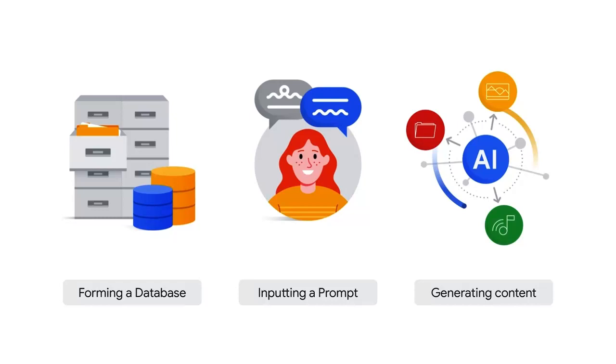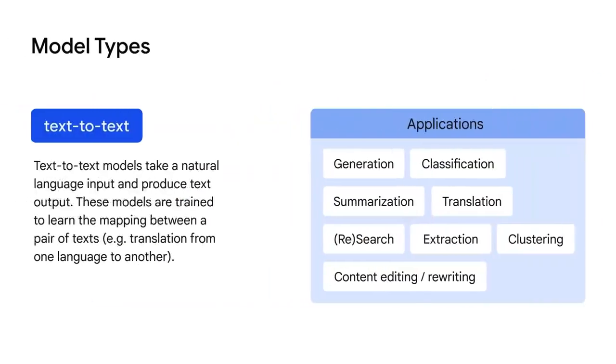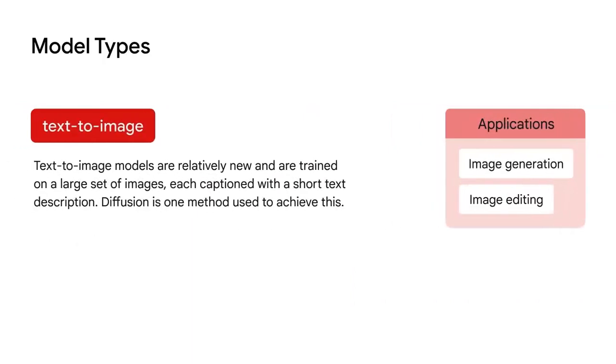So, let's talk a little bit about the model types available to us when text is our input, and how they can be helpful in solving problems, like never being able to understand my friends when they talk about soccer. The first is text-to-text. Text-to-text models take a natural language input and produce text output. These models are trained to learn the mapping between a pair of texts, for example, translating from one language to another. Next, we have text-to-image. Text-to-image models are trained on a large set of images, each captioned with a short text description. Diffusion is one method used to achieve this.